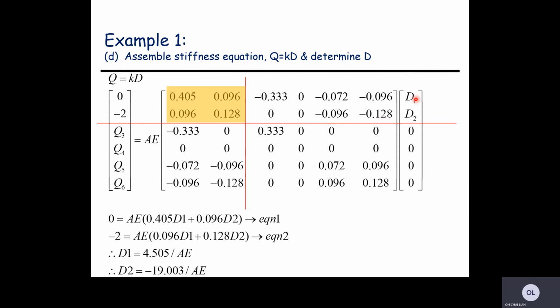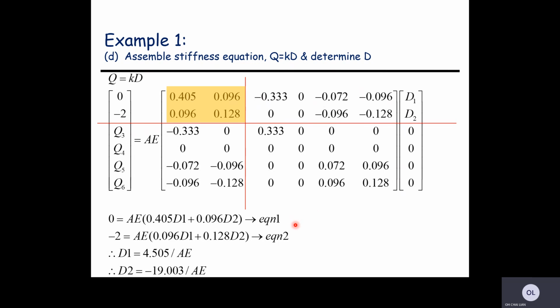Since you have two unknowns, D1 and D2, you are going to have two simultaneous equations to be established. The first one, you can put out the AE. It starts with 0.405 multiplied by D1 plus 0.096 multiplied by D2, plus 0.333 multiplied by 0 for D3, and so on, plus negative 0.072 multiplied by 0 and negative 0.096 multiplied by 0. But D3 to D6 are all 0, therefore we can skip this process. The other side of the equation should be equal to 0. Then you form equation number 1.